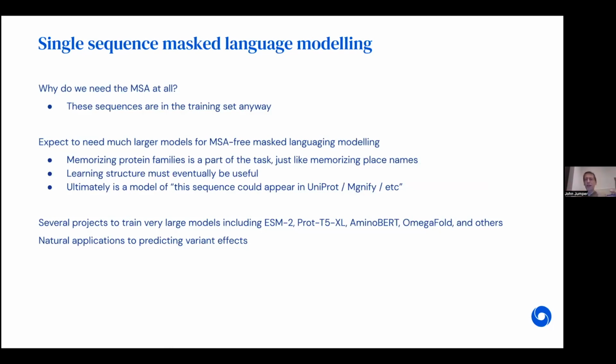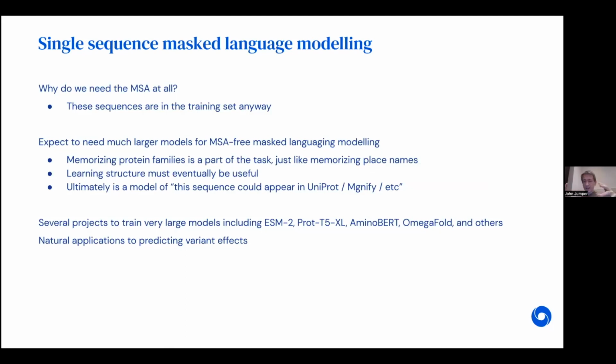And we should expect MSA-free models to be much bigger, because just like, say, natural language models that are trained on this BERT task have to memorize place names, capitals, all the kind of world information that can help it complete. The analogy in protein language models is they need to memorize protein families, evolution. We don't have the full set of possible proteins. It reflects a kind of branching tree, and the network is going to want to remember that.